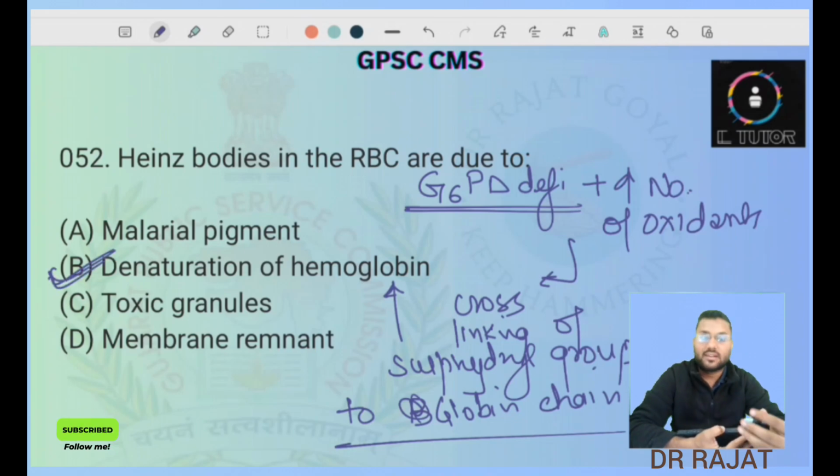So we have discussed that G6PD deficiency and an increased number of oxidants in the body will lead to increased cross-linking of sulfhydryl groups to the globin chain, which will lead to the denaturation of the hemoglobin. So the answer will be option B, denaturation of the hemoglobin.